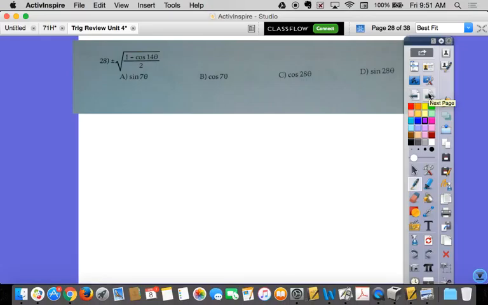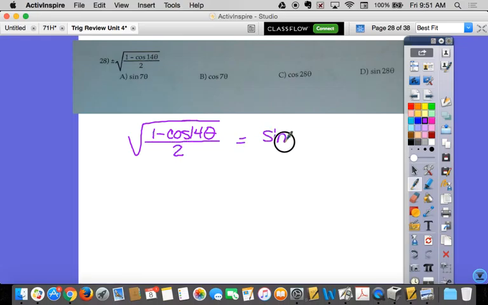Find the match. I've got 1 minus cosine of an angle over 2. That right there, 1 minus cosine of 14 theta. That's not 140. When I first looked at it, I thought it was 140. It's not. It's 14 theta. That matches sine A over 2.